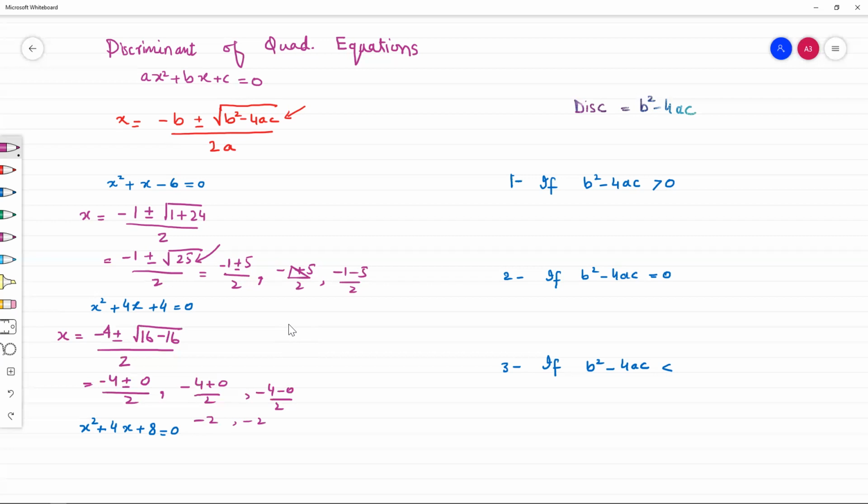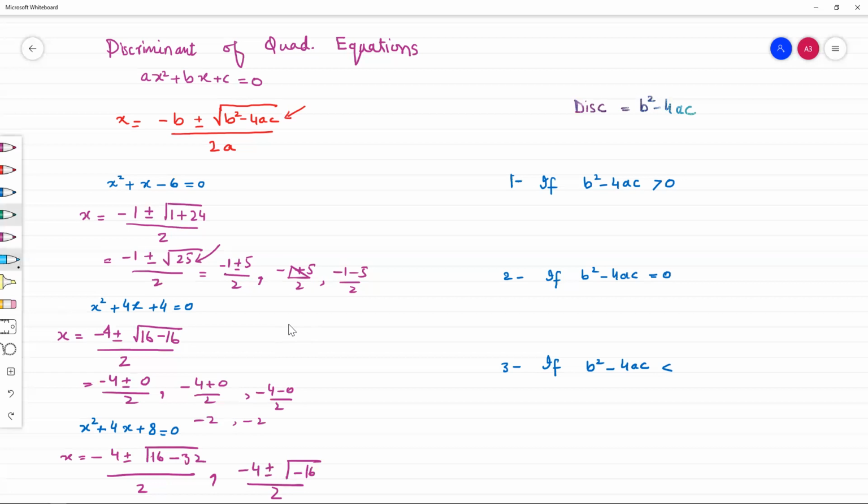Then use the formula for the next equation. X is equal to minus 4 plus minus the square root of b square, that would be 16, minus 4ac. 4ac would become 32, divided by 2. So this would be minus 4 plus minus the square root of 16 minus 32, which would become minus 16, divided by 2. So in this condition, we have negative 16 in the square root. So we won't get any solution for this equation, because minus 16 cannot be solved further, or this equation has no real root.